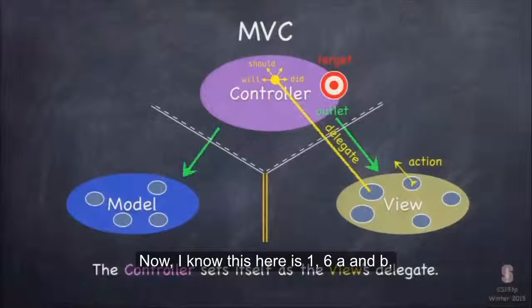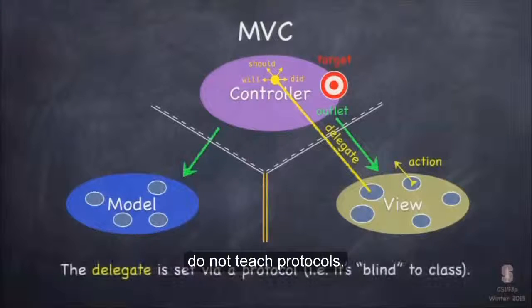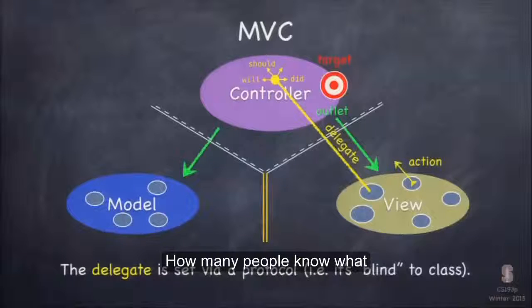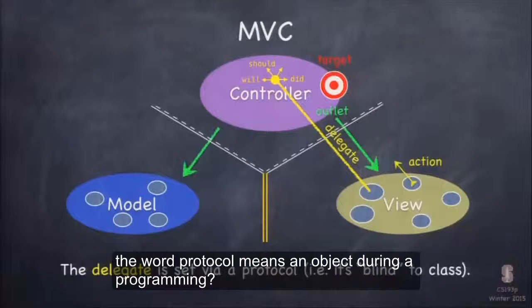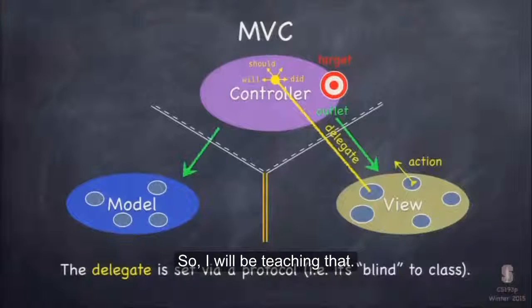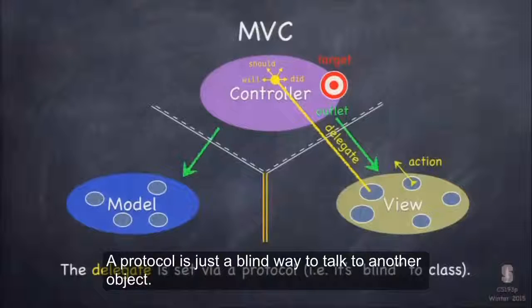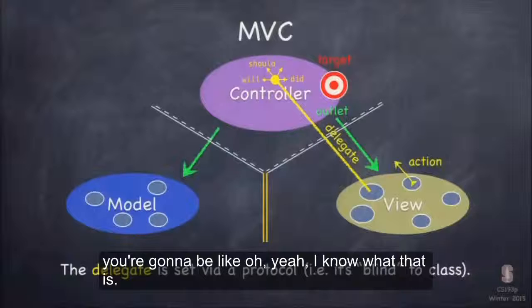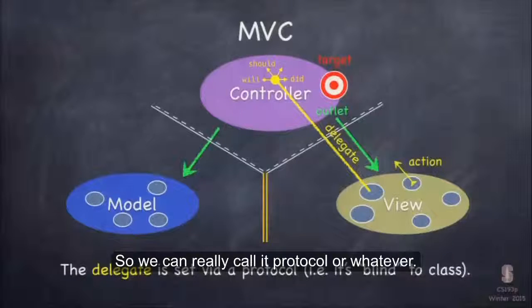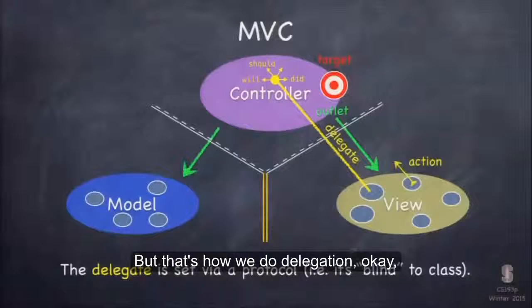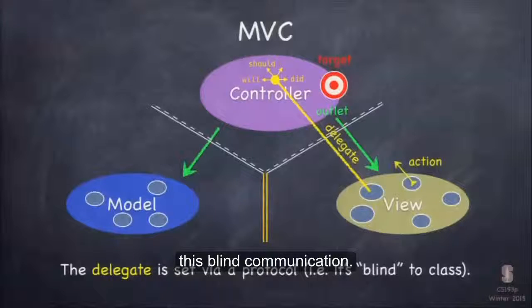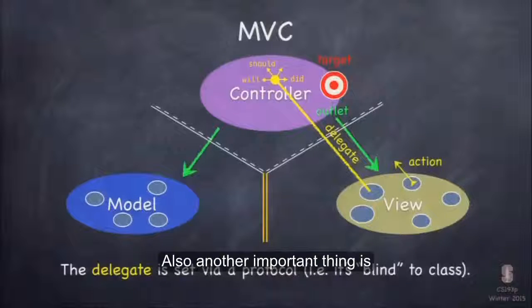Now, I know that CS106A and B do not teach protocols. How many people know what the word protocol means in object-oriented programming? Okay, see, very few of you. So I will be teaching that. A protocol is just a blind way to talk to another object. When I teach you, you're going to be like, oh yeah, I know what that is. We just didn't really call it protocol or whatever. But that's how we do delegation, this blind communication.